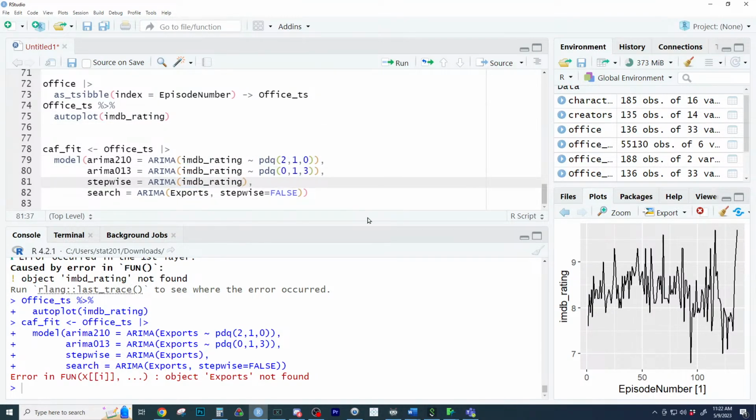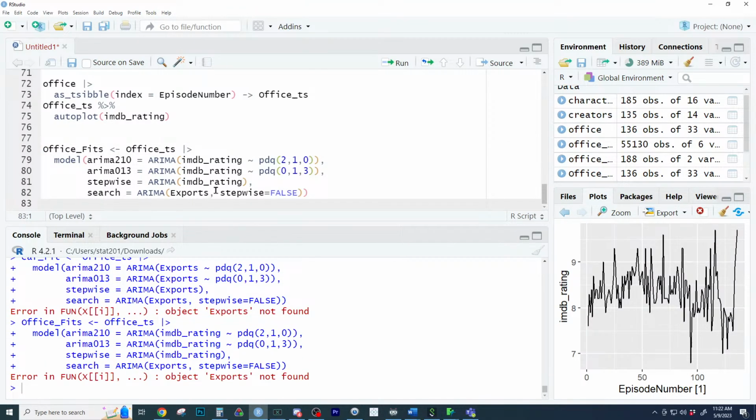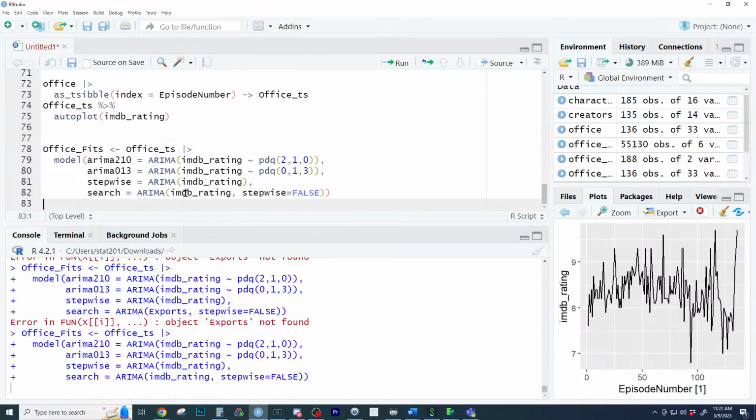Oh, and then he's doing a stepwise search at the end. Well, you really only have to do the search. So that should do it. And let's call it Office fits. And that should run it. Export's not found because they didn't change the last one for the Y variable of interest. Parks and Rec is better. Cool. Yeah, it's got what's his name in it? Chris Pratt, right? Oh, he's in both, isn't he? Is Chris Pratt? No, he's only in the one.